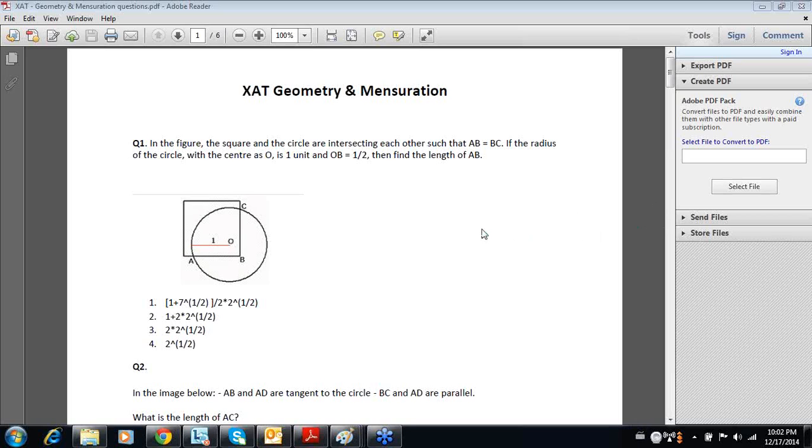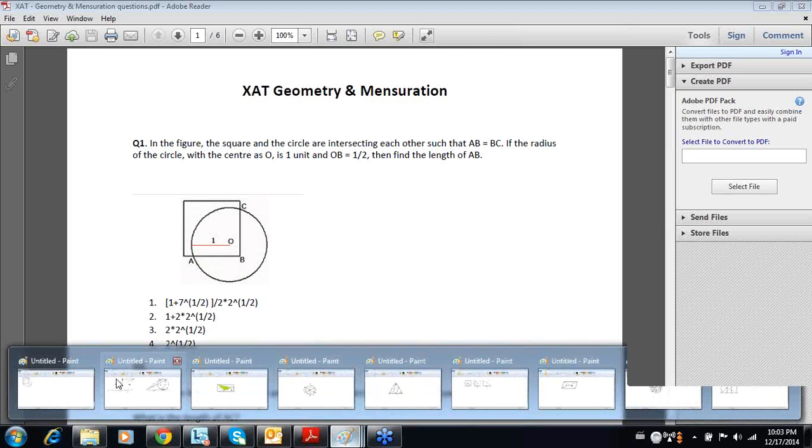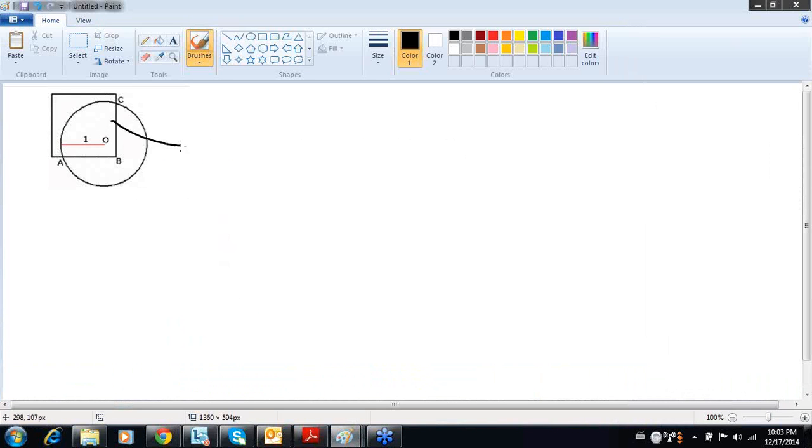In the figure, the square and the circle are intersecting each other such that AB is equal to BC. If the radius of the circle with the center O is 1 unit and OB is half, then what is the length of AB? Let me solve this question. This is what has been given. OB is half, and the radius is 1. Just drop a perpendicular to these two.